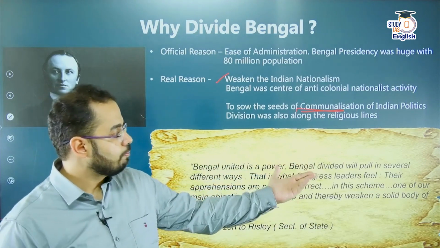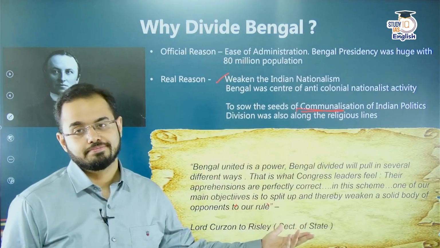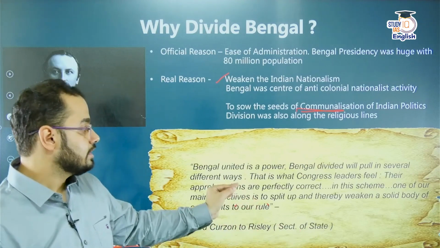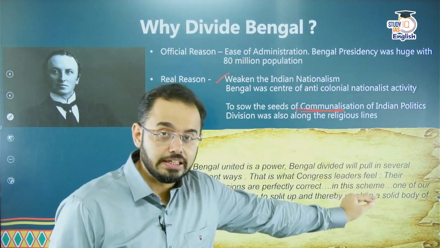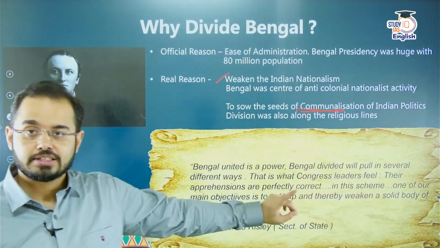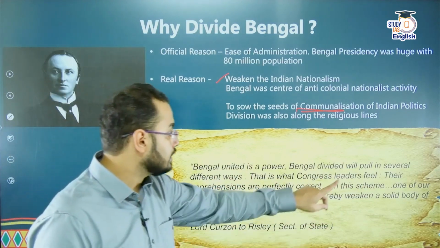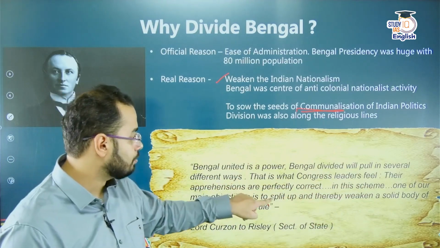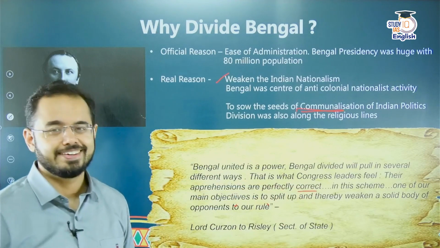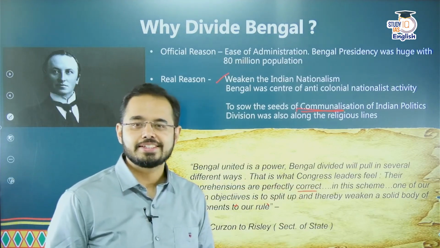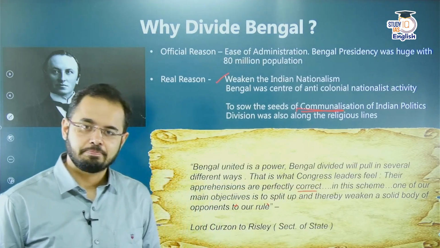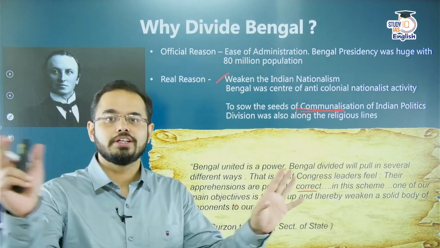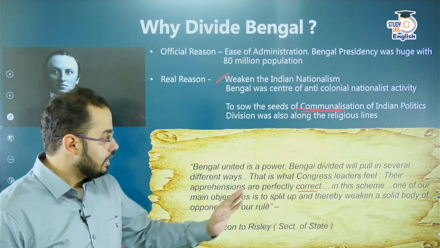Bengal divided will pull in several different ways. Then he says, this is what Congress leaders feel. He's saying that this is what Congress leaders feel. Their apprehensions are perfectly correct. He's saying that whatever Congress leaders are feeling is correct. Bengal divided will pull in different ways.